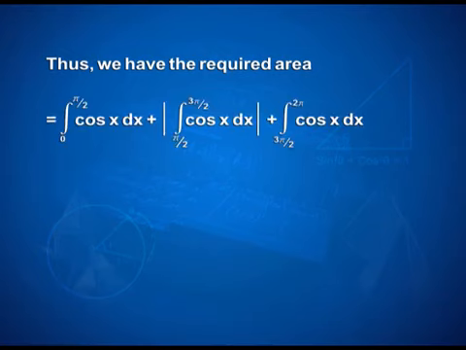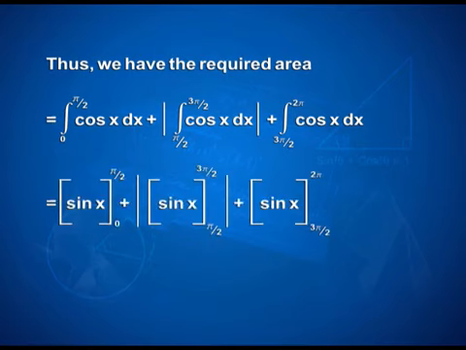Thus, we have the required area is equal to the integral from 0 to pi upon 2 of cos x dx plus the absolute value of the integral from pi by 2 to 3 pi by 2 of cos x dx plus the integral from 3 pi by 2 to 2 pi of cos x dx, that is equal to sin x with limits 0 and pi by 2 plus the absolute value of sin x between pi by 2 and 3 pi by 2 as limits plus sin x with limits 3 pi by 2 and 2 pi. On applying the limits, we get 1 plus 2 plus 1, that is equal to 4.